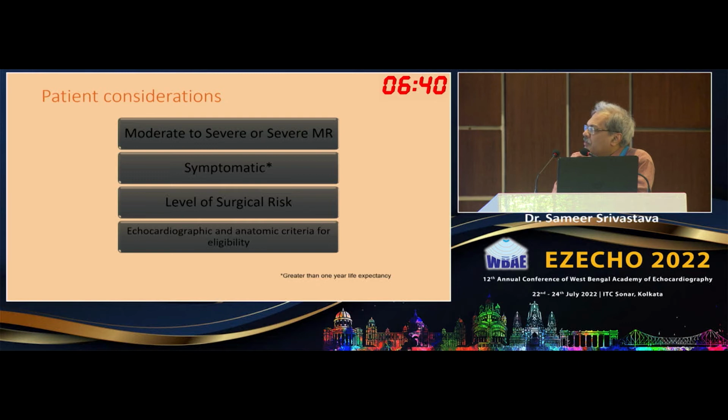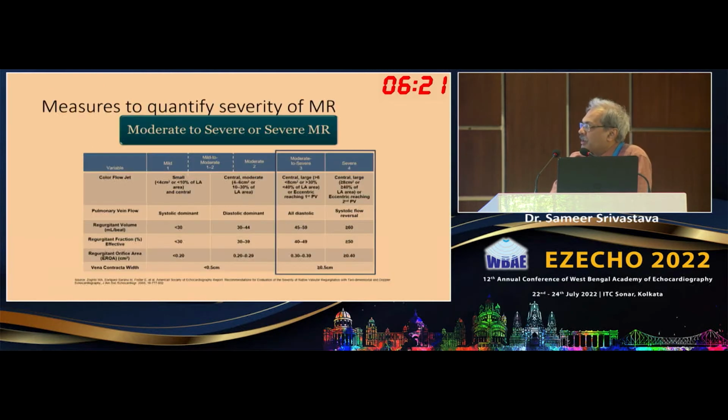The patient symptom considerations are that everybody's life expectancy should be greater than 1 year. They should all be symptomatic. The level of surgical risk should be higher, and they should meet the anatomical and echocardiographic criteria for eligibility. And certainly, of course, they have to have a significant mitral regurgitation.